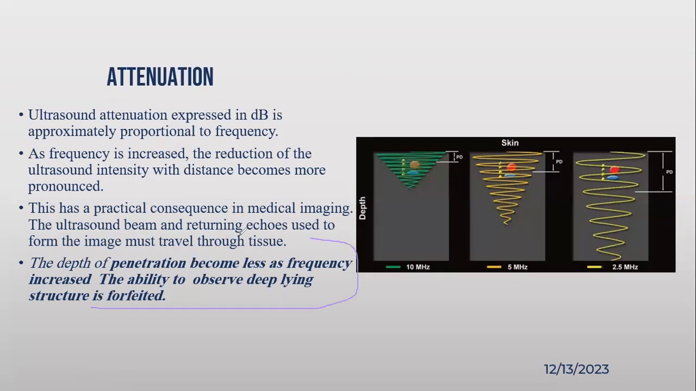Explain this statement: the depth of penetration becomes less as the frequency increases, and the ability to observe deep-lying structures is forfeited. You will say that when the frequency increases, we cannot go deeply inside the body. If you want to go deeply inside the body, we need ultrasound with a lower frequency, or higher wavelength.